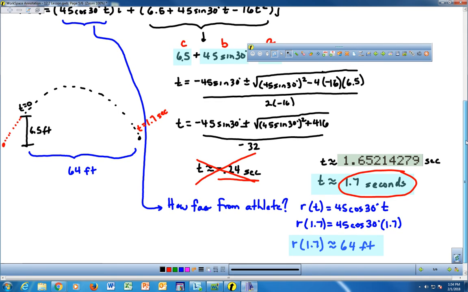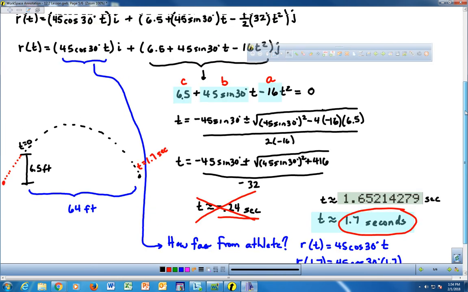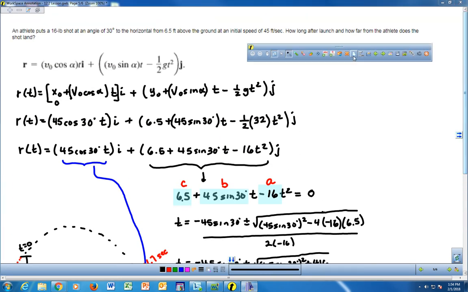So that gives you a better idea of how projectile motion works on vectors. Okay, so this is going to be the end of this video.